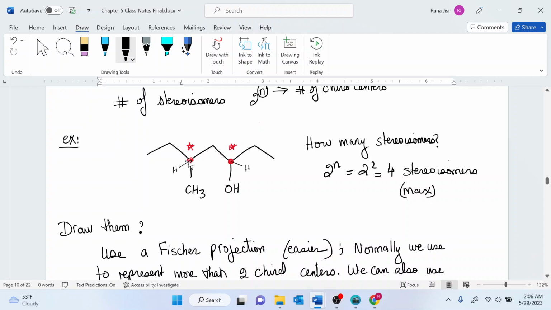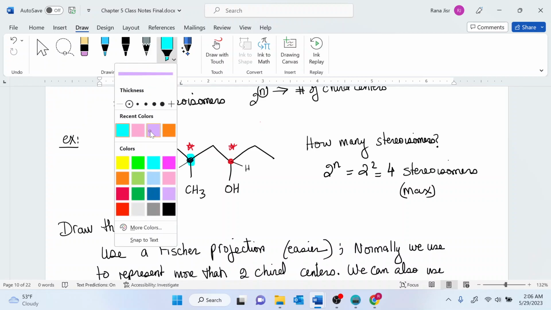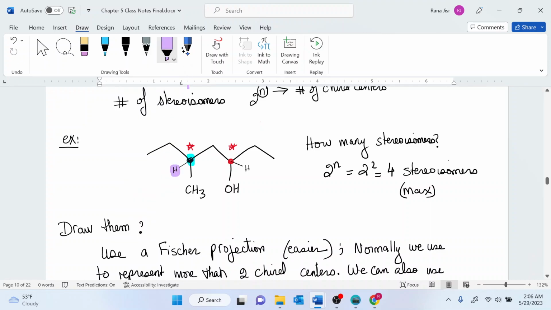For this chiral center, let's highlight the groups. You have a group here, a group here, a group here, and you have all of this for this chiral center. We do the same thing for the other chiral center in there. So these two are chiral centers.